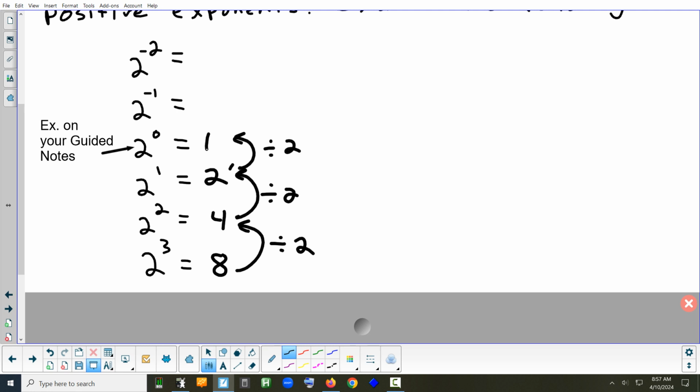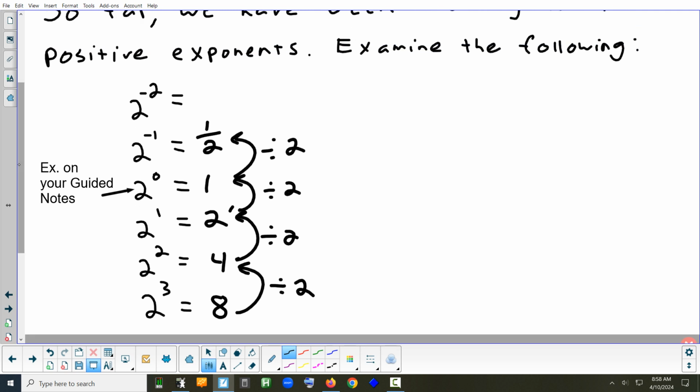All right, how do you think we're going to get from 2 to the 0 to 2 to the negative 1? Divide by 2. So now what do you get if you take 1 and divide by 2? 0.5, or how about as a fraction? 1/2. Where did the 2 end up this time? Underneath the 1. It ended up in the bottom of a fraction.